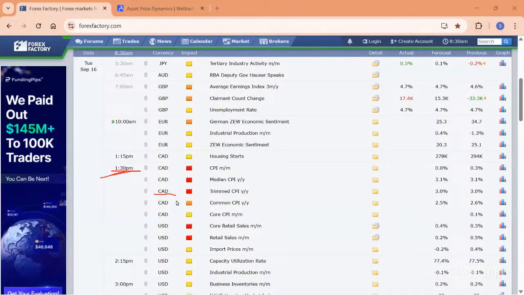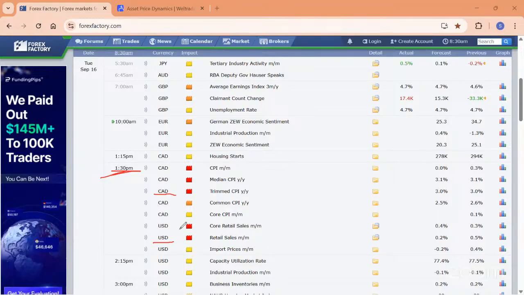For the Canadian dollar pairs, anything that has Canadian dollar today is CPI. So at 1:30, you may experience some momentum coming into the market. And then of course that same 1:30 USD is going to also experience some momentum due to the fact that we're going to have news on retail sales.